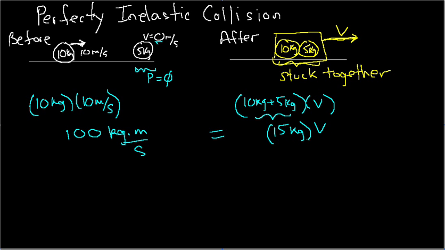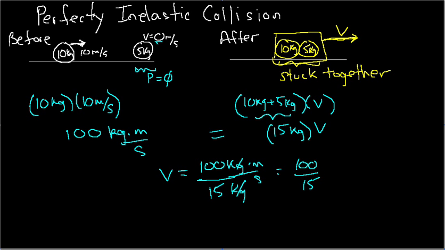So there we go. Now we could solve for v. v is simply 100 kilogram times meter per second, the whole thing divided by 15 kilograms, which is over here. And you can see the kilograms will cancel out, and you'll get 100 divided by 15 meters per second. And that is certainly going to be positive, so it's in that direction. And this is your velocity, which was solved by conservation of momentum techniques. All right, this is, again, perfectly inelastic, in which the two objects stick together.